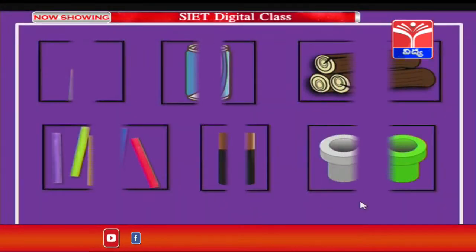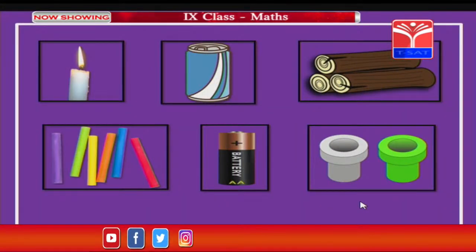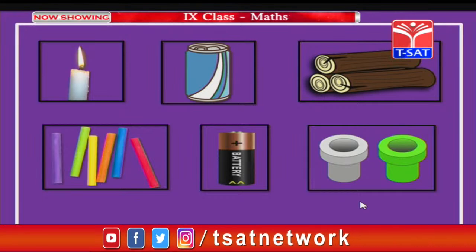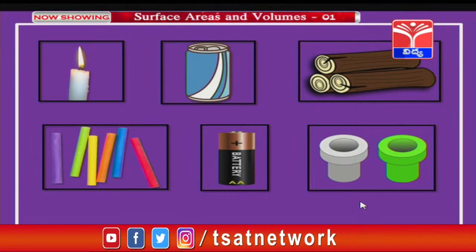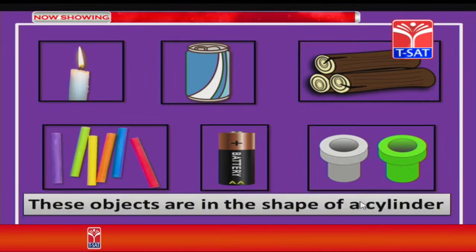of cuboid and cube. We will move on to our next figure, that is a cylinder. Let us find out the total surface area and volume of a cylinder. Children, can you identify the shapes of these objects shown on your screen? Yes, you are right. These objects are all in the shape of a cylinder.